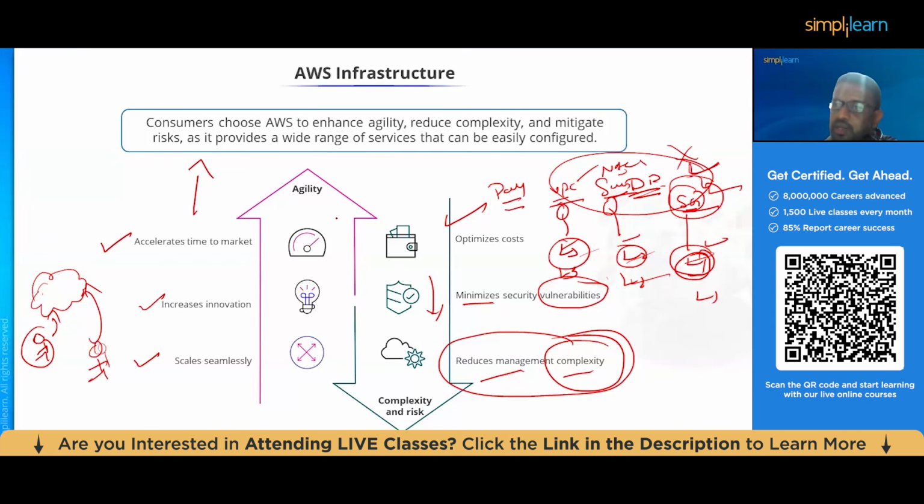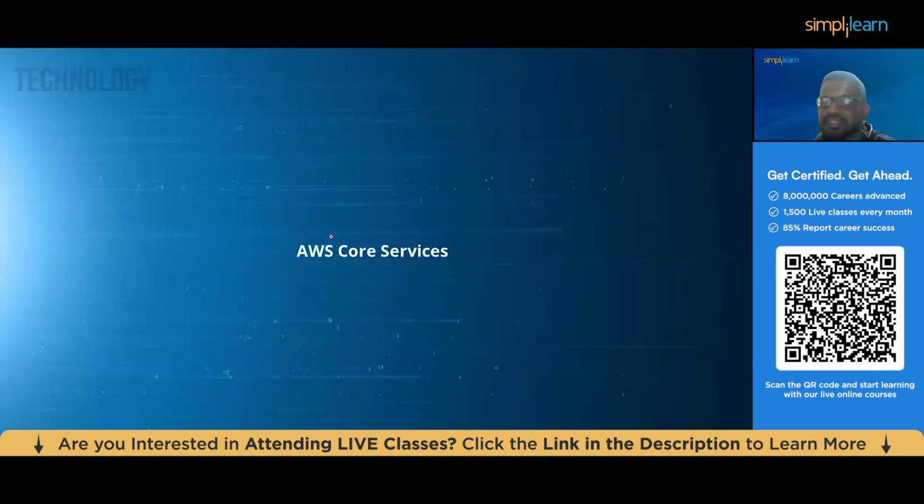So by doing this, you are reducing management complexity, because the headache of managing infrastructure is taken by someone else. That is AWS. That is the reason we are reducing the management complexity, right? So this is all about AWS features and the advantages I'll get if I'm using AWS infrastructure.